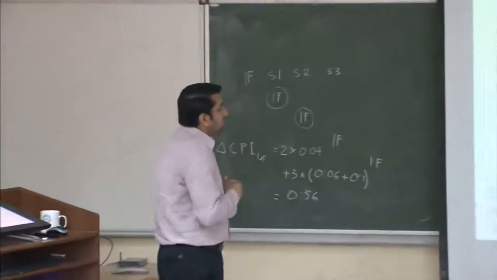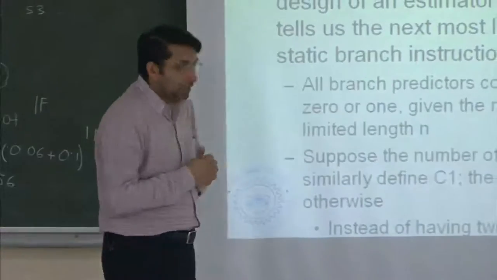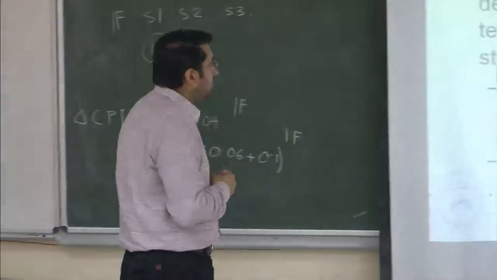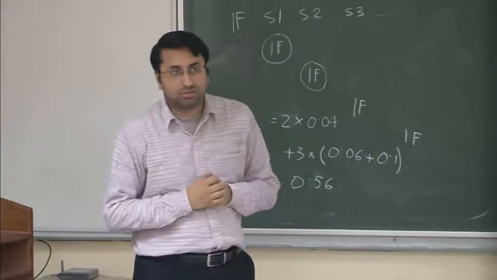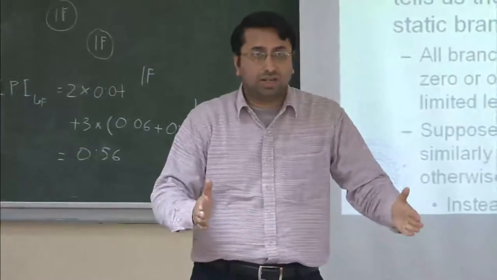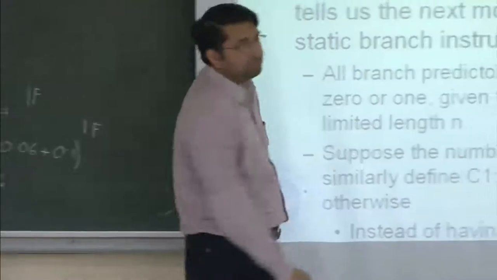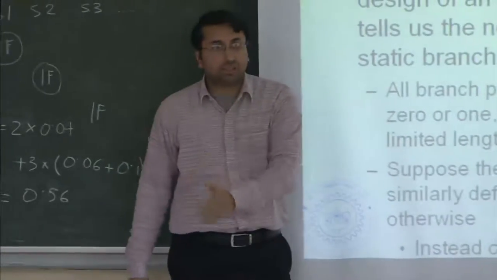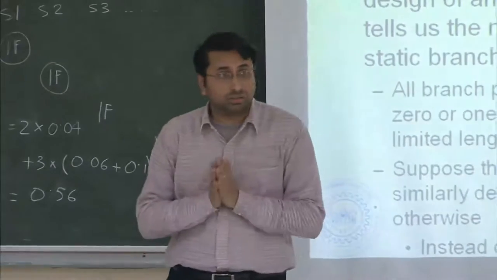So the problem of direction prediction is essentially design of an estimator that, given an n bit history, tells us the next most likely outcome for a particular static branch instruction. So if I give you a branch instruction, I give you its n bit history, and I ask you to design an estimator, which will tell me the most likely outcome for the next execution of this particular branch. Okay, is it clear to you, this particular formulation?